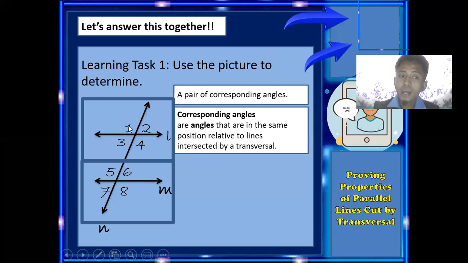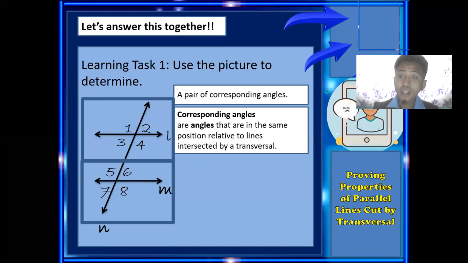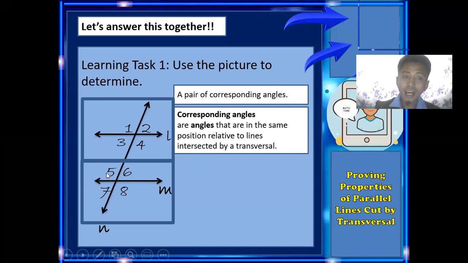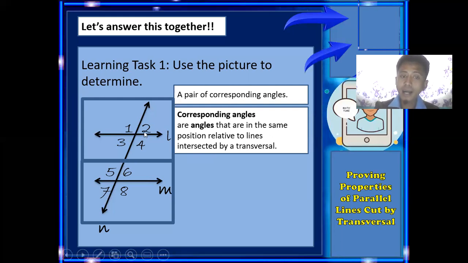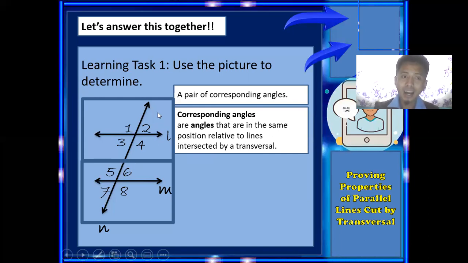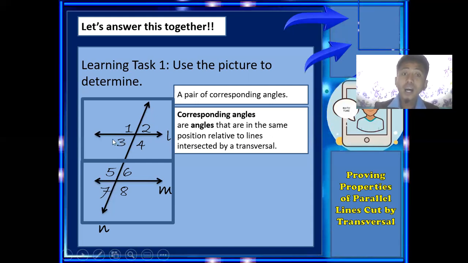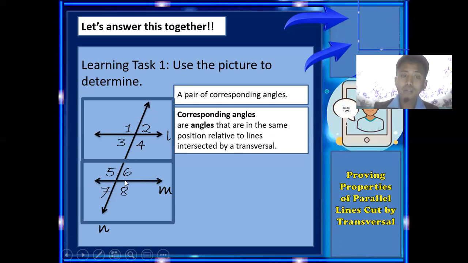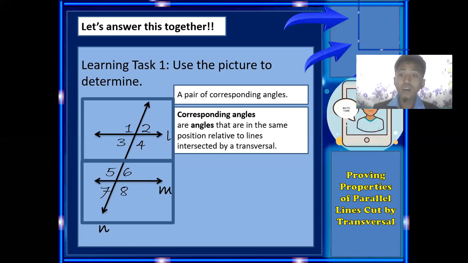Like for example, this one. Angle 1 from the upper part, the same position on the lower part is angle 5, right? Therefore, angle 1 and angle 5 are corresponding angles, or a pair of corresponding angles. And same with this one, angle 2 and angle 6 are on the same position. Therefore, they are corresponding angles. Same as this one, angle 3 and angle 7 are on the same position. Therefore, they are corresponding angles. The next is angle 4 and angle 8. They are on the same position. Therefore, they are also corresponding angles.